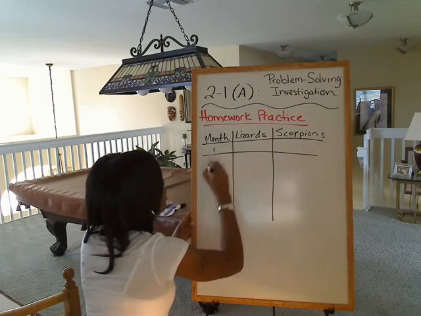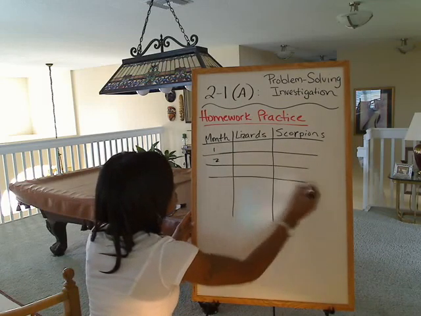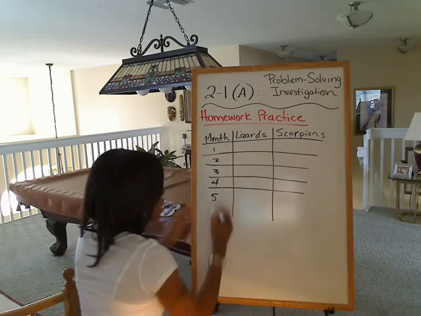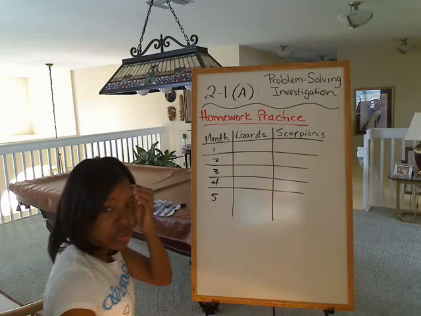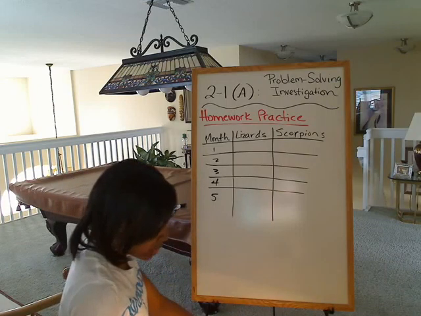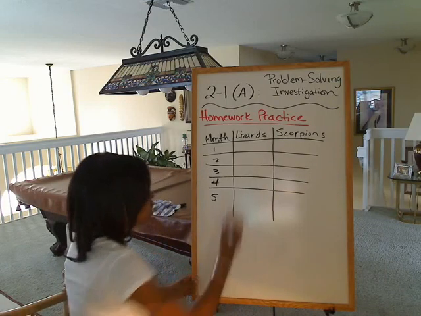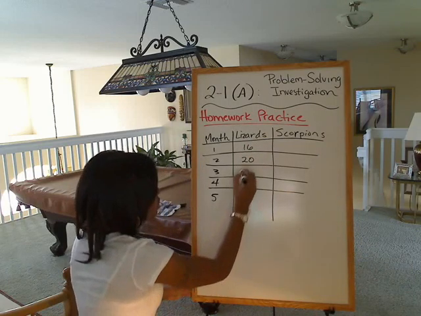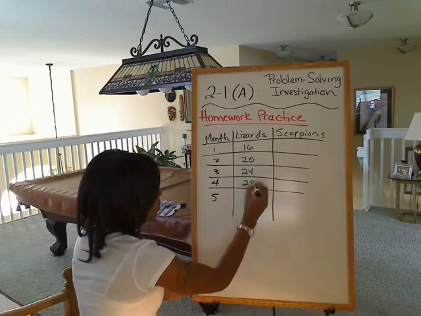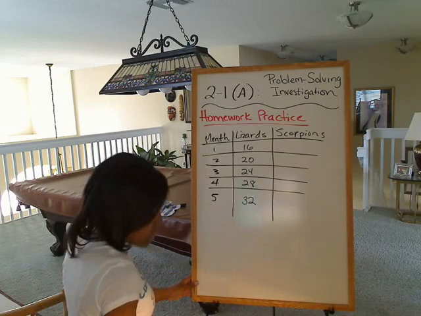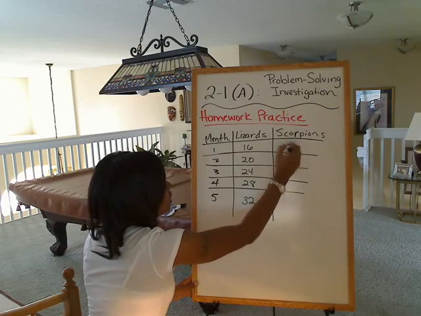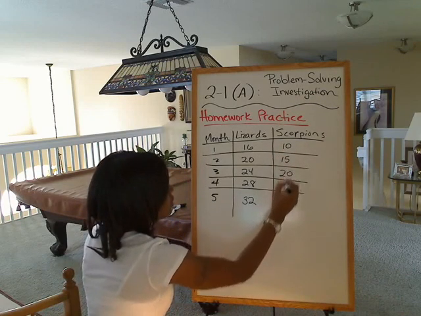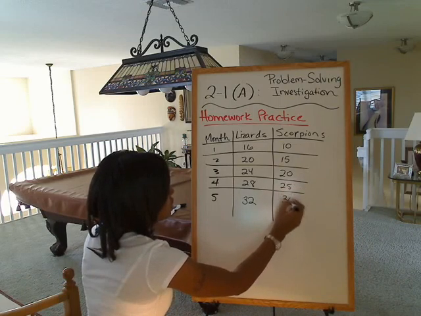And for each month, they have for 5 months. So let's do that. 1, 2, 3, 4, 5. So for 5 months, they kept track of how many lizards and how many scorpions there were. And for the lizards, it says 16, 20, 24, 28, 32. And for the scorpions, it says 10, 15, 20, 25, 30.